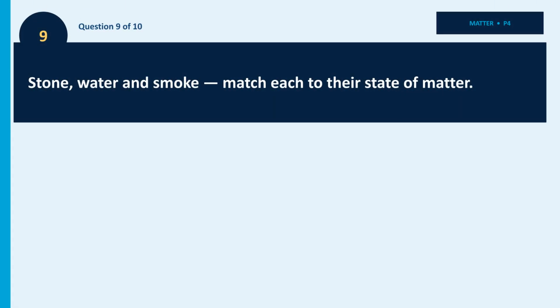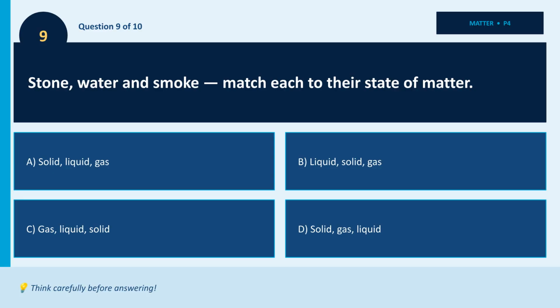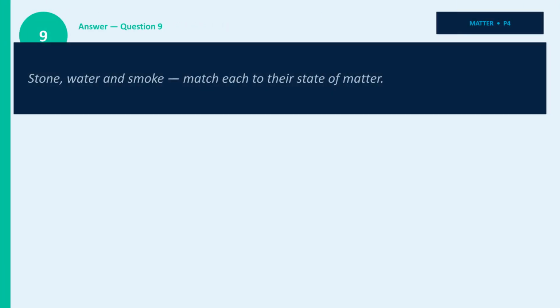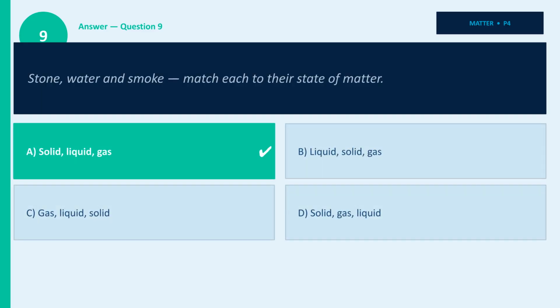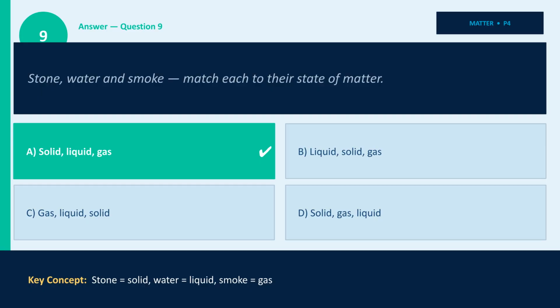Question 9. Stone, water, and smoke. Match each to its state of matter. Which option correctly lists their states in order? The correct answer is A. Solid, liquid, gas. Stone is a solid, water is a liquid, and smoke is a gas.